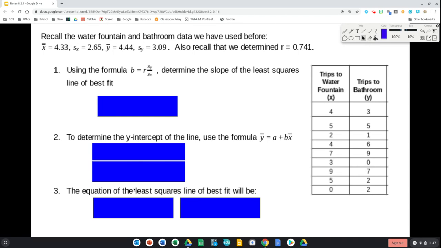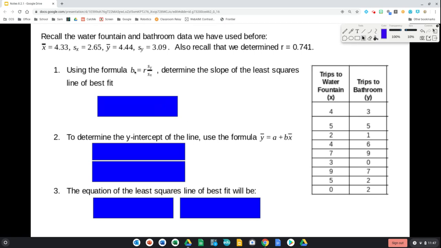All right, so let's practice using those formulas to find our equation for our least squares best fit line. To start with, here's some data we've looked at before. We've got trips to the water fountain and trips to the bathroom, and we found that the average value for x is 4.33 with a standard deviation of 2.65. The average value for trips to the bathroom is 4.44 with a standard deviation of 3.09. We've also calculated before that the correlation coefficient, r, is 0.741.